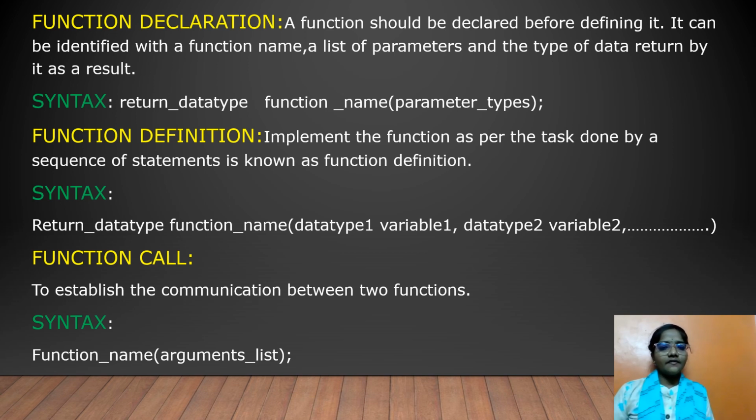Next, function definition. Implementing the function as per the task to be done, by this sequence of statements, is known as function definition. The syntax for it is return data type, function name, then data type 1, variable 1, data type 2, variable 2 within parentheses. Function call establishes a communication between two functions. The syntax for it is function name, arguments list, semicolon.